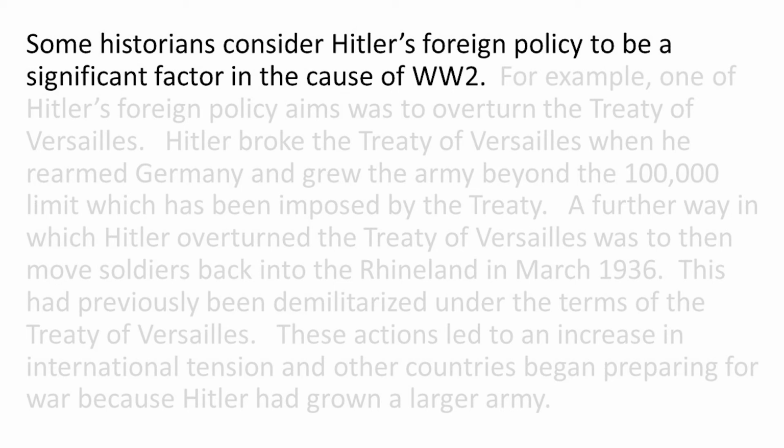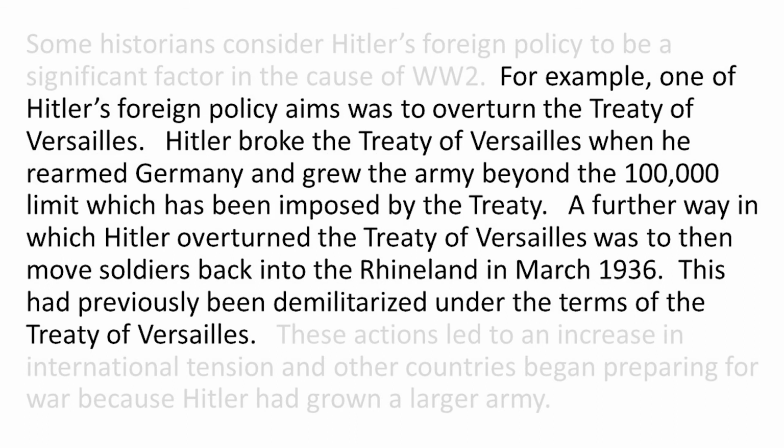We then need to move on to the next part, and this is the evidence. In this case, the student has answered it with 2 examples, and they've talked about overturning the Treaty of Versailles, which was one of Hitler's foreign policy aims. The student could have talked about living space, Lebensraum, or about uniting German-speaking peoples and Anschluss. But in this case, they've talked about overturning the Treaty of Versailles, and they've given examples of rearmament, along with Hitler remilitarizing the Rhineland and moving the army back into the Rhineland in March 1936. Hopefully by reading this you can see how the student has given 2 very clear examples of evidence to support the point that they made initially.